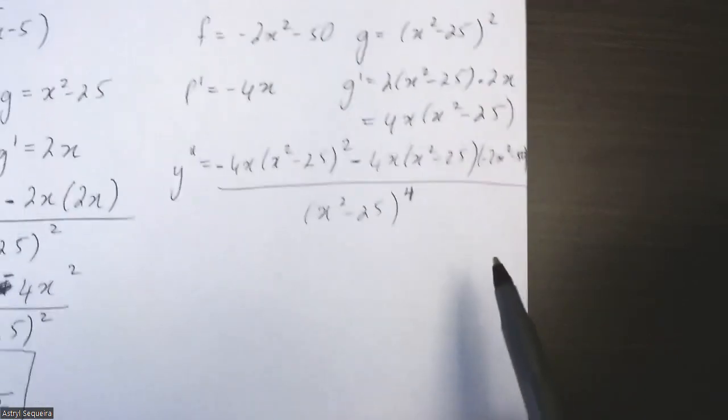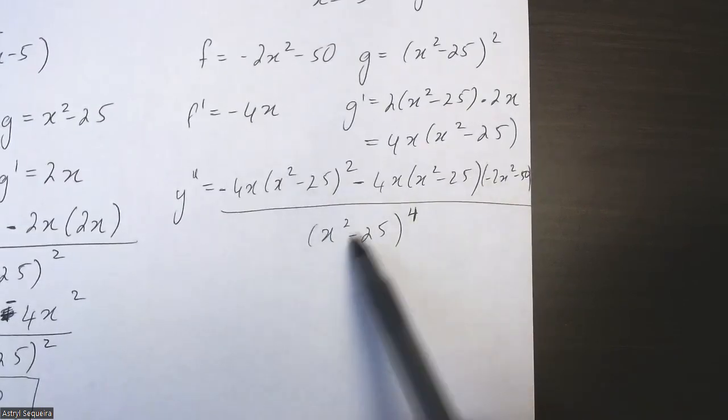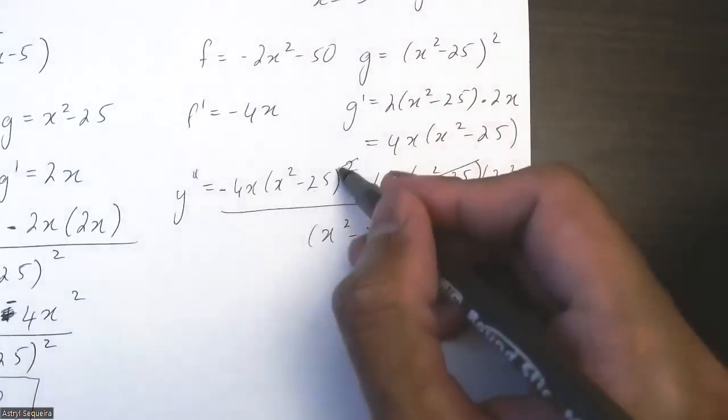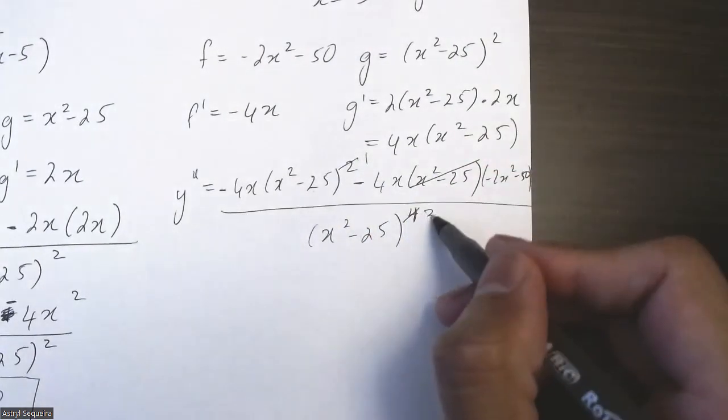I want to simplify this a bit now. So I'm going to divide all 3 terms by x squared minus 25. So this cancels. This becomes a 1. This becomes a 3.